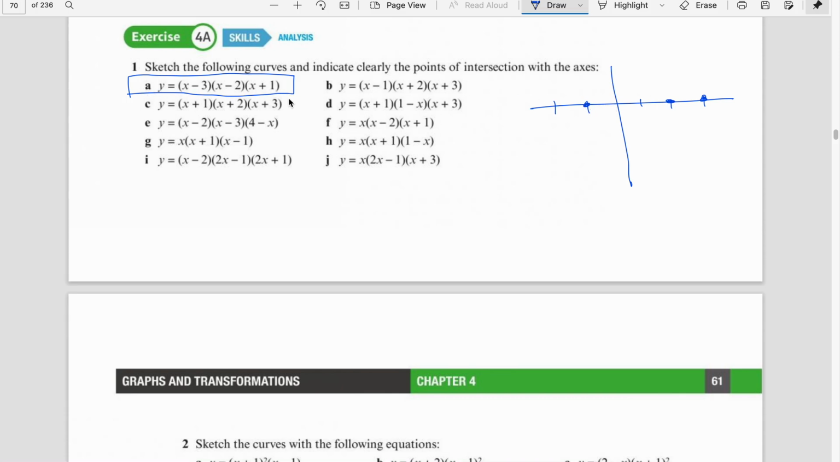And this is positive x cubed, and positive x cubed gives me this shape. So this is my sketch. Let me exaggerate a little. This is the sketch. Now look at part G. Can you tell me what the points of intersection will be?